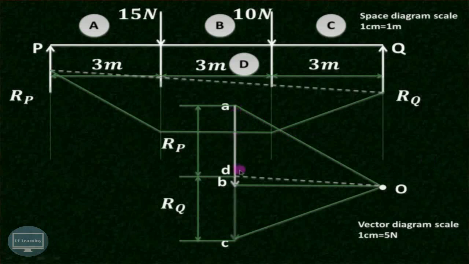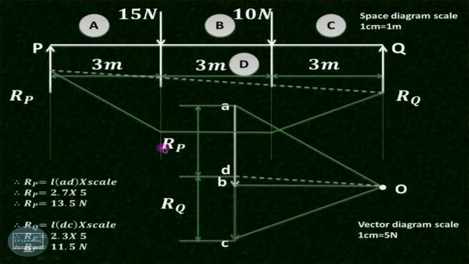So what we have to do is measure this length AD and multiply by scale, so that we'll get the value of reaction at P. So measure this length AD. That length comes out to be nearly around 2.7 centimeter. Multiply by the scale. The scale that we have assumed for the vector diagram is 5 Newton per centimeter. So 2.7 into 5 will be equal to 13.5 Newton. So we can say that the reaction at point P is 13.5 Newton.